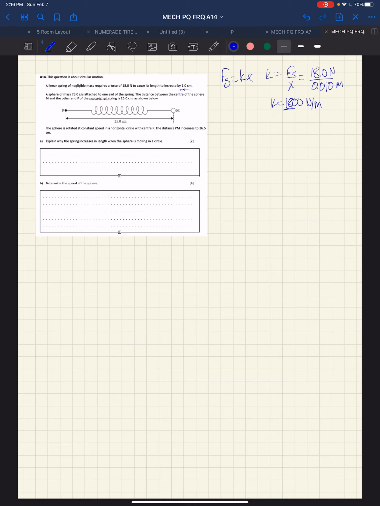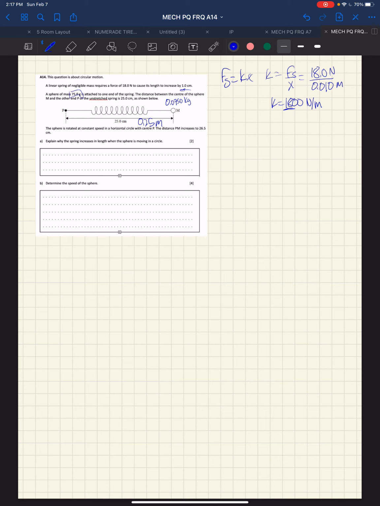All right, so then we have a sphere of mass 75 grams attached to one end of the spring, so that's this over here. So this is 0.0750 kilograms. Need to convert it all. And the distance between the center of the sphere is 25 centimeters, which is 0.25 meters, excuse me.